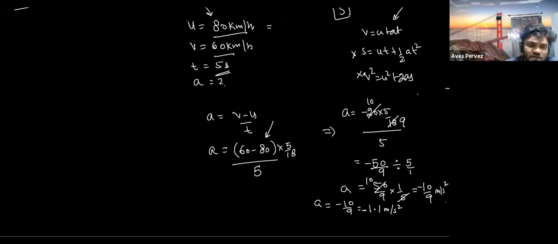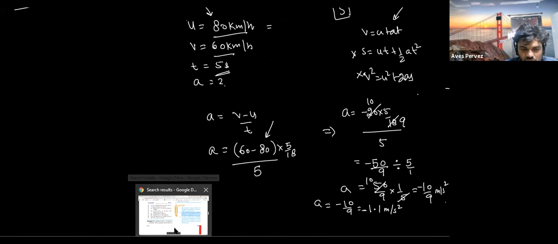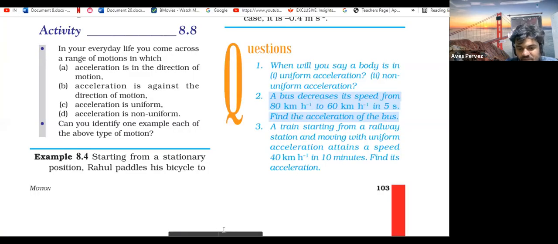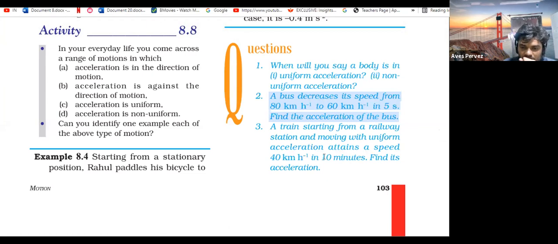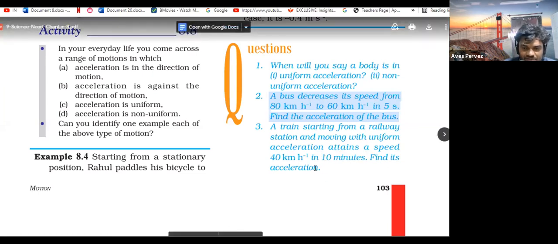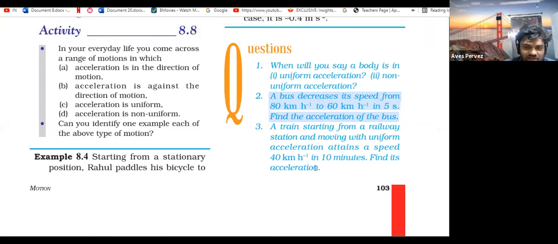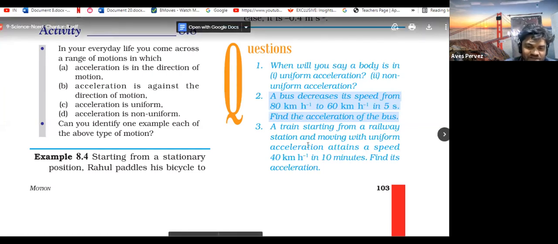Okay, let's move towards the next question. Here is our next question. A train starting from the rest at the railway station is moving with a uniform acceleration in 10 minutes. Find its acceleration. You need to do this question as homework. That's very easy. The train starting from the station means its initial velocity is 0.